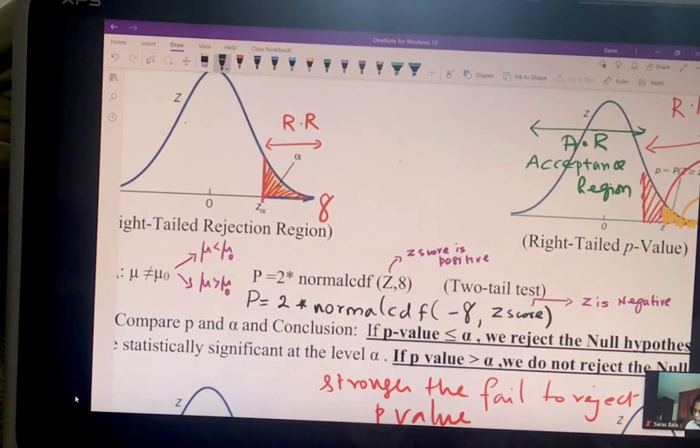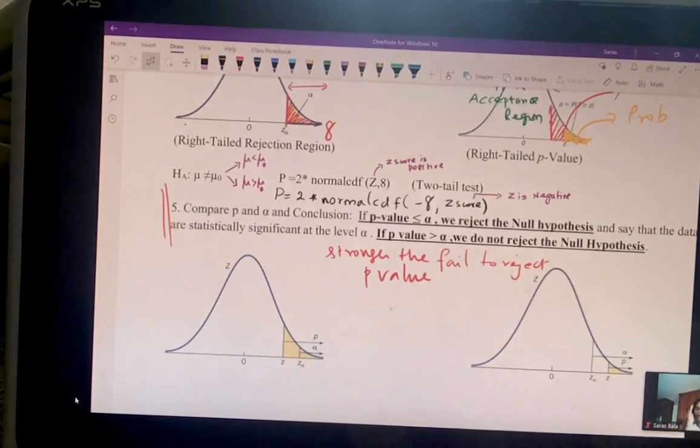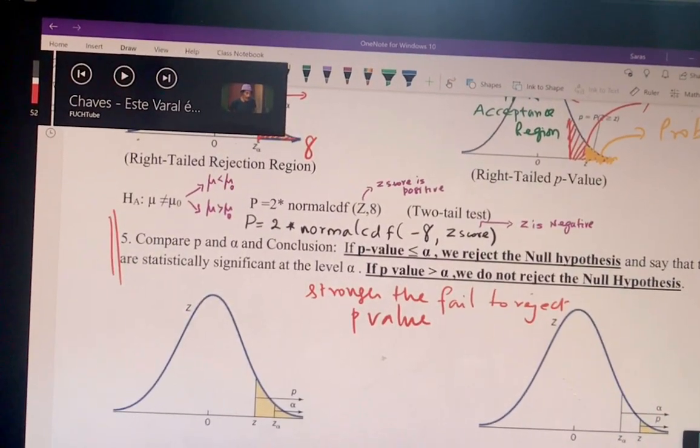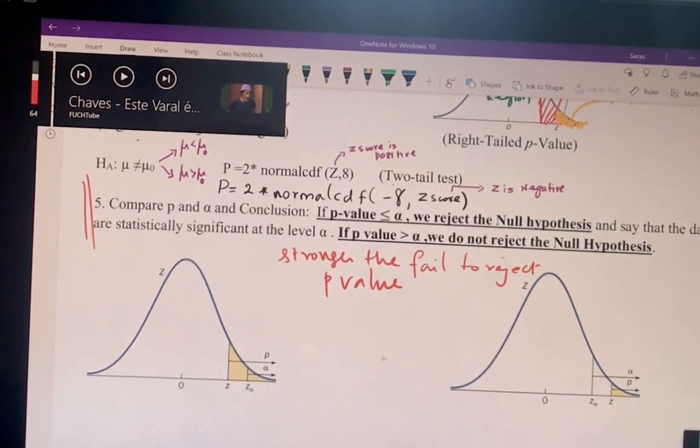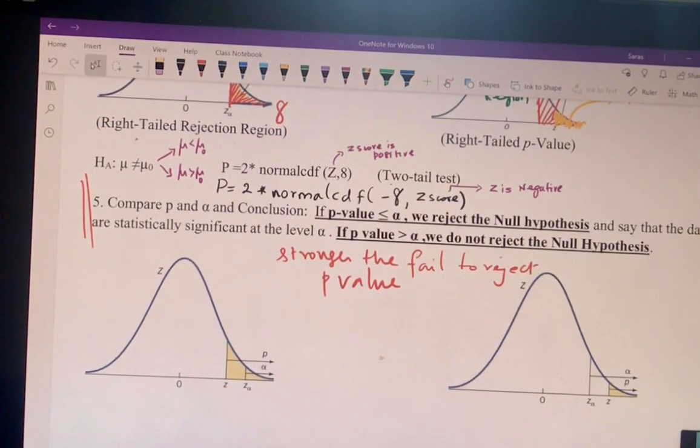All right. So the next one is your alpha. The other probability value is your p-value that you got based on the sample data and the z-score. So now I have the two probability values, and I'm going to be comparing them. What is the conclusion that's going to be written?